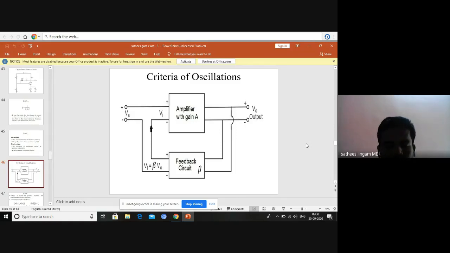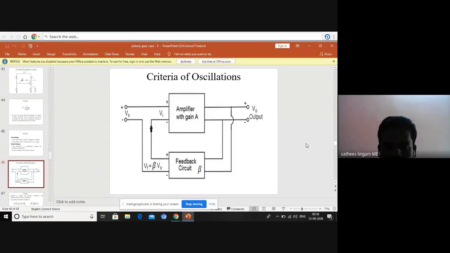We know that gain is equal to output divided by input. So according to our voltage gain, Vout by Vi is equal to A. In our feedback circuit, Vout is the input voltage and Vf is the output voltage. So Vf is equal to beta Vout.